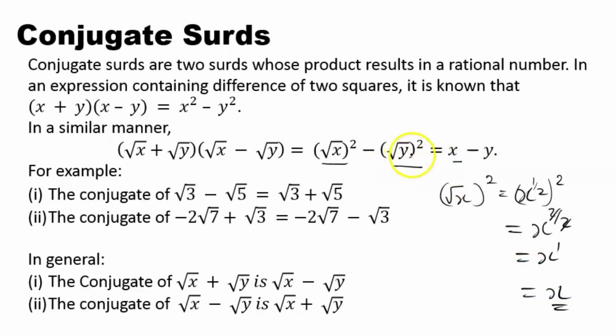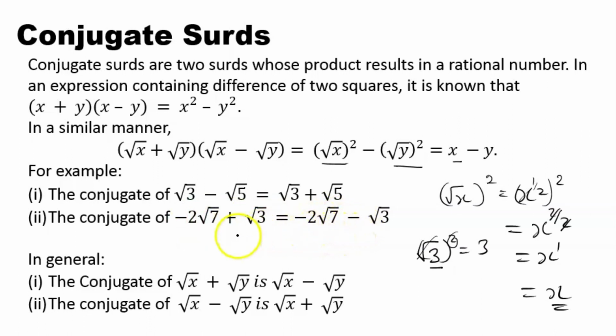The same thing is applicable to y squared. In fact, when you have root 3 and you square it, the answer will just be 3, because the root and the square cancel out, and you are left with whatever is under the root. So the conjugate of a surd is simply this. If you have root 3 minus root 5, the conjugate will be root 3 plus root 5. If you have minus 2 root 7 plus root 3, the conjugate will be minus 2 root 7 minus root 3.